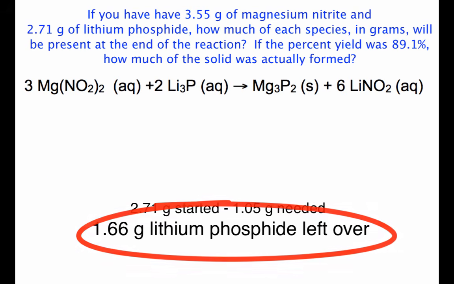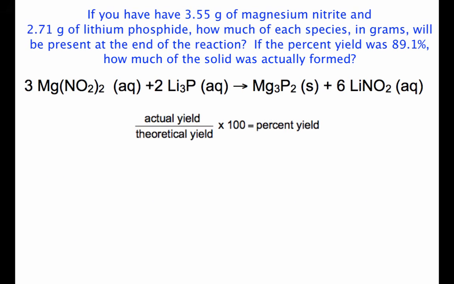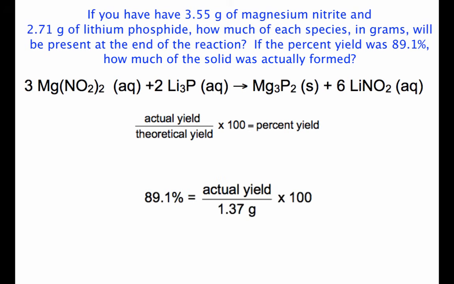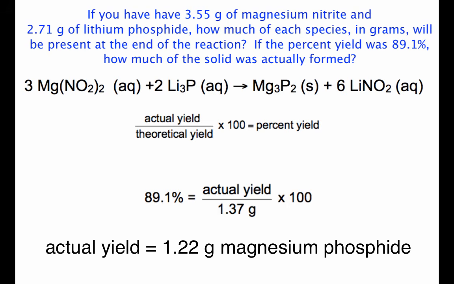Step 8. Let's calculate the actual yield if the percent yield is 89.1%. The theoretical yield is calculated based on the limiting reactant. So the theoretical yield is 1.37 grams of magnesium phosphide because it is the solid. So you have this equation right here. The actual yield would be 1.22 grams.